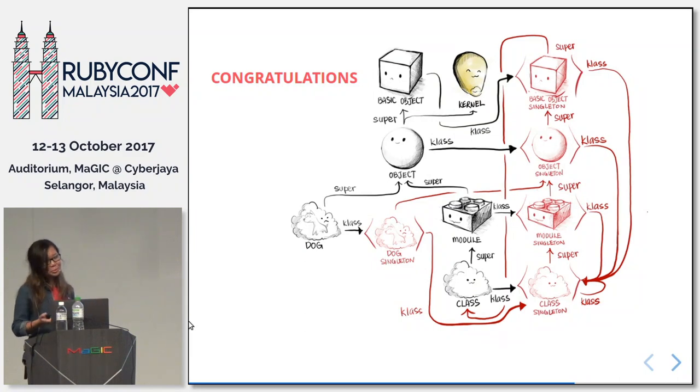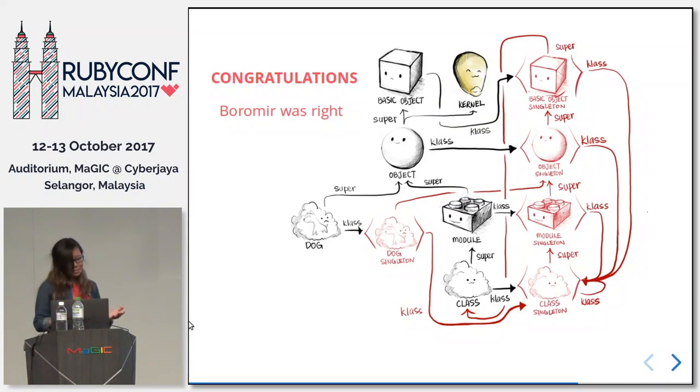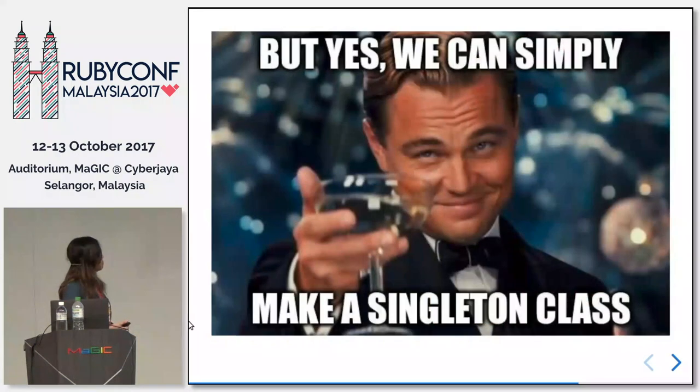So all we wanted to do was to create one class, but we ended up spawning like five other classes along the way and a gazillion arrows. So indeed, Boromir was right. But maybe at this point you're like, oh my god, this metaclass stuff is insane, right? But fret not, because after this, making singleton classes is a walk in the park.